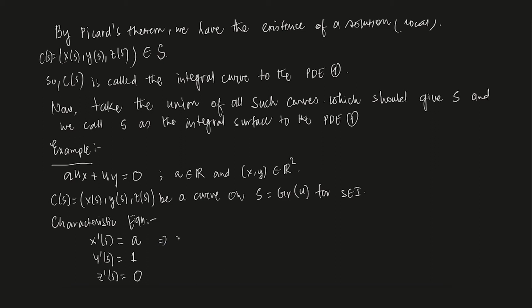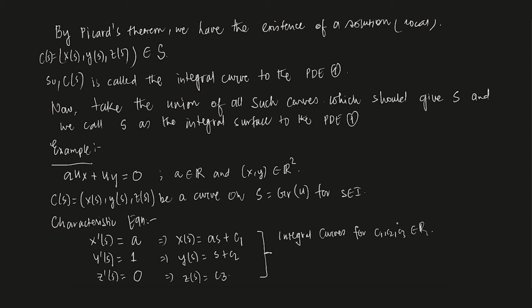What does this give? This gives x of s to be a s plus some constant, let's say c1. The second equation gives you y of s is s plus c2, and the third equation gives you z of s is c3. So essentially what this means is z is always a constant, and x and y will look like this. c1, c2, c3 are arbitrary constants. Okay, so these are the integral curves for c1, c2, c3 in R. Okay, arbitrary c1, c2, c3.